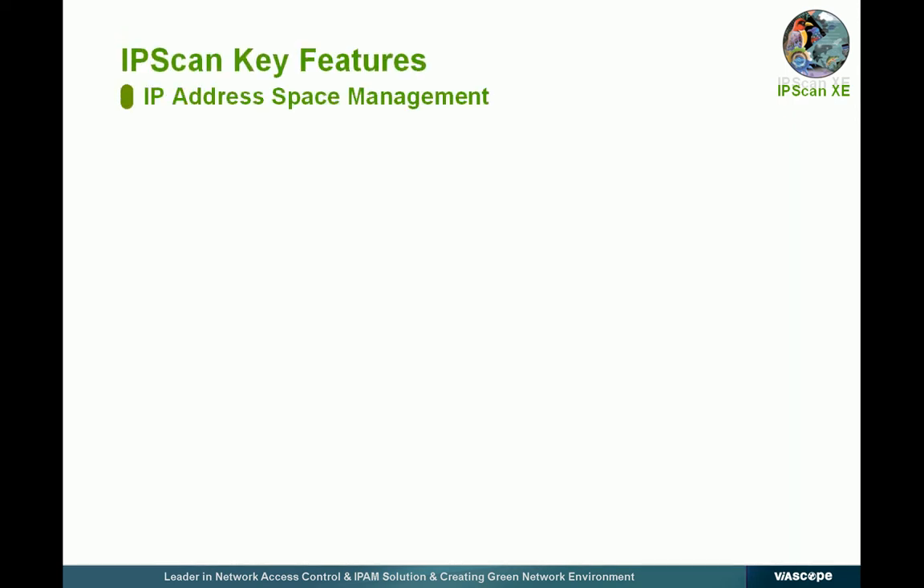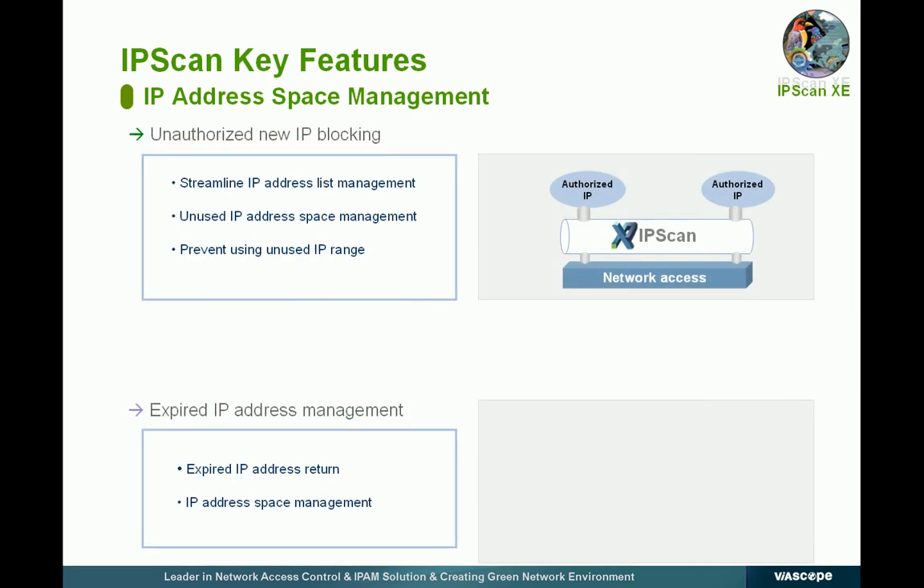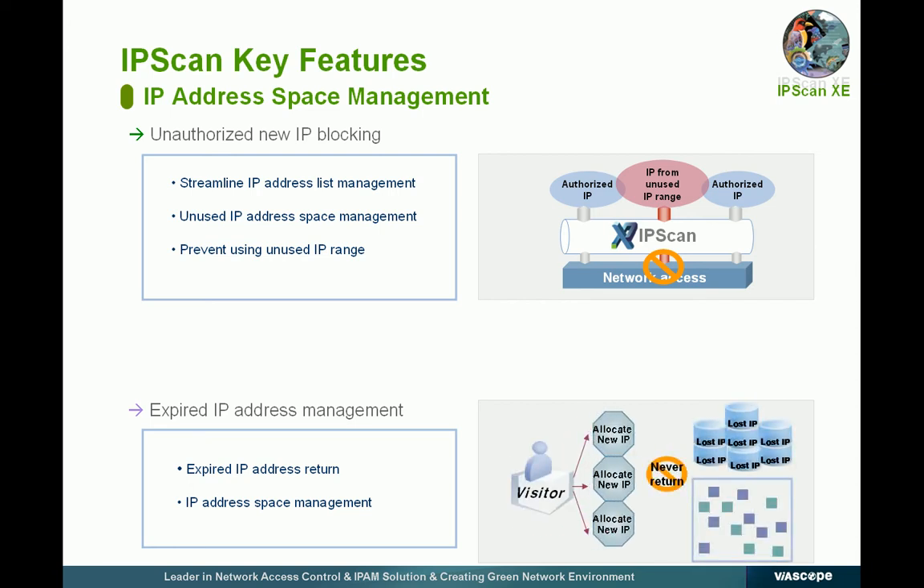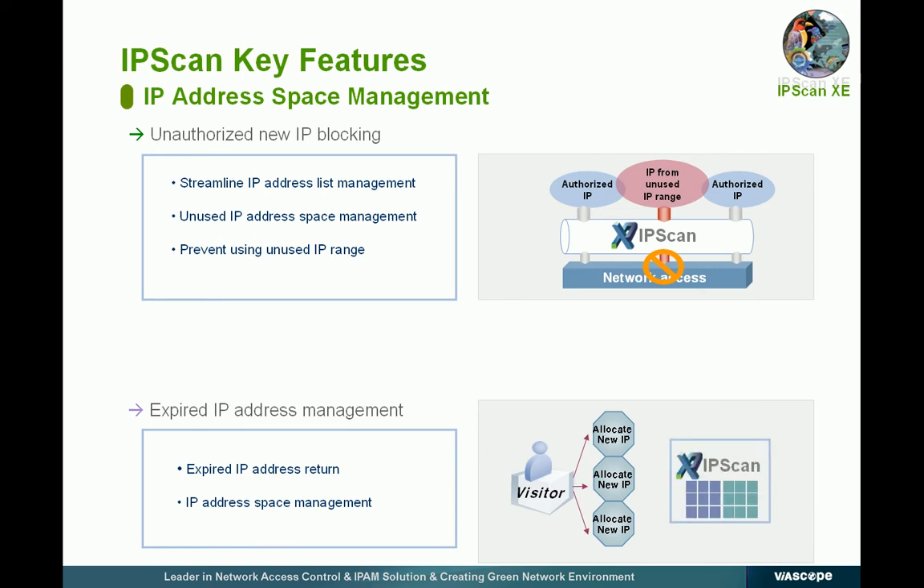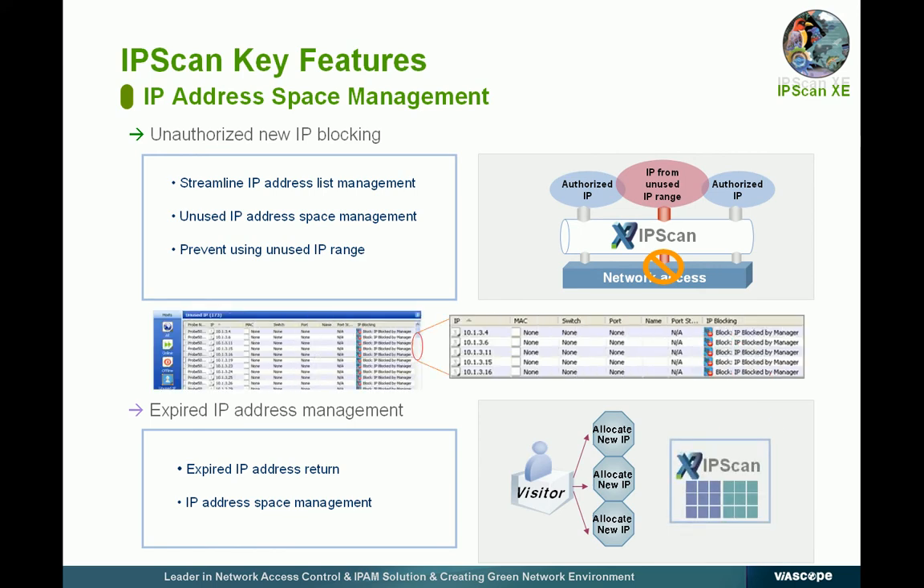To manage IP address space, the IPScan solution supports functions of blocking unauthorized IPs and managing expired, out-of-date IPs. Blocking unauthorized IP is to restrict access to unused IPs in the target IP range, excluding the currently used IPs, and attempt to prevent indiscreet use of IP resources. Managing expired IP is to recollect those IPs for future use that are left unused by external temporary personnel who have used the IP so far. This is to prevent resource depletion due to IP misuse and to help the network admin manage the actual IP range.